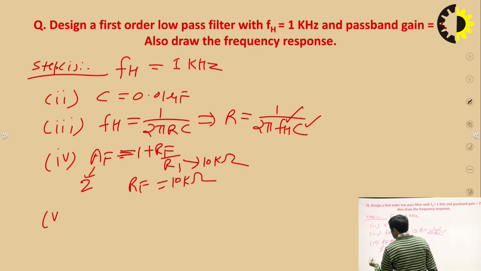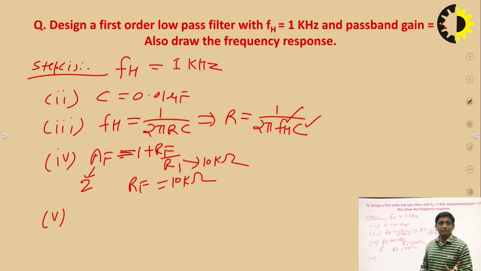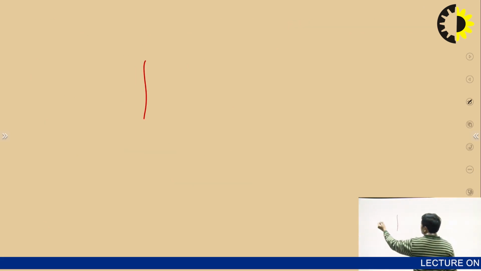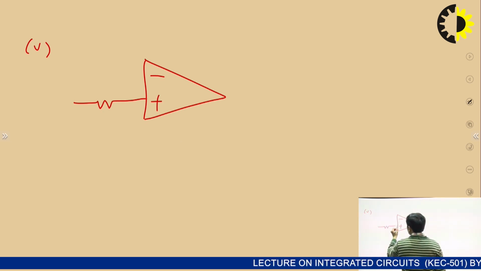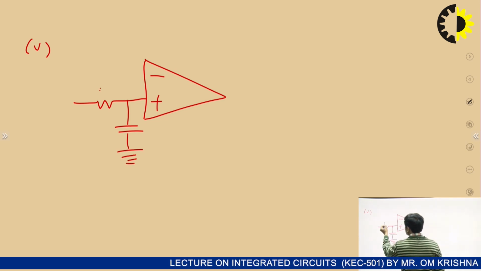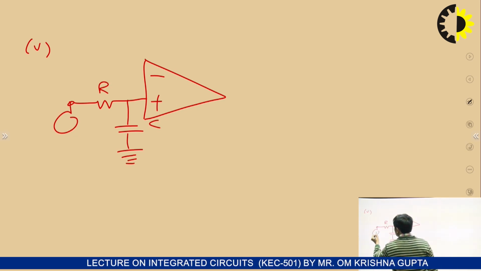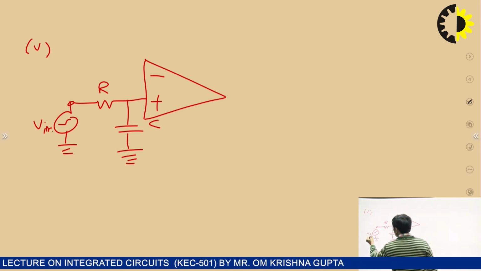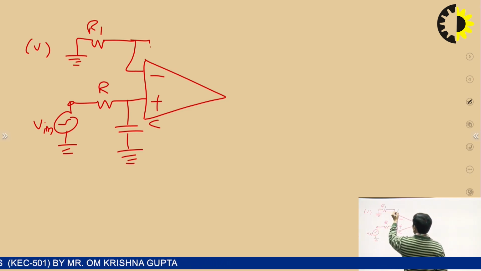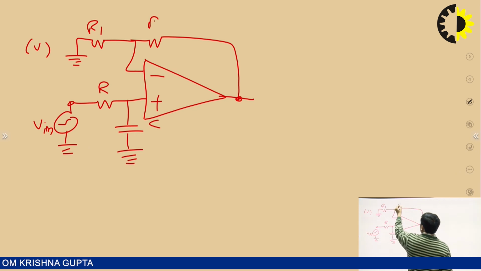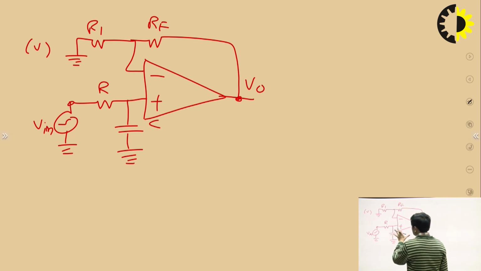And in the last step, just design the first order low pass filter that I have already discussed. So for that, step 5, again design the first order low pass filter. At the non-inverting terminal, we have connected a resistor and capacitor that forms one RC section, and this one is the input signal Vin. And to provide the gain, at the inverting terminal, we are connecting a resistor R1, and in the negative feedback path, there is another resistor RF. Output is V0.